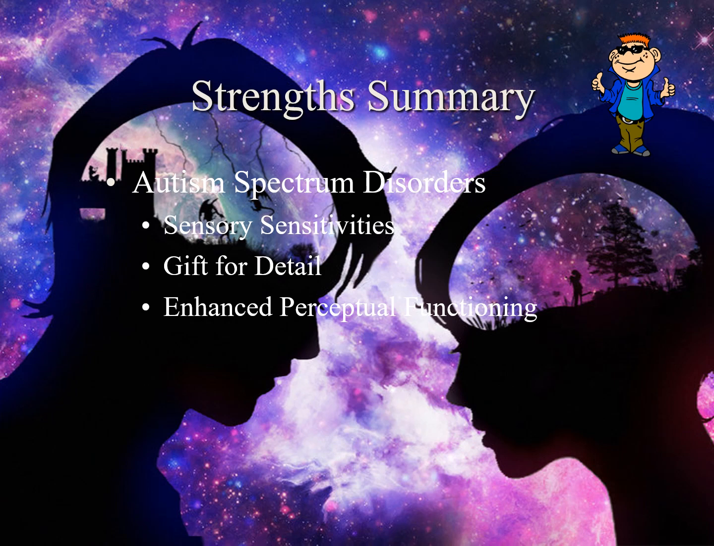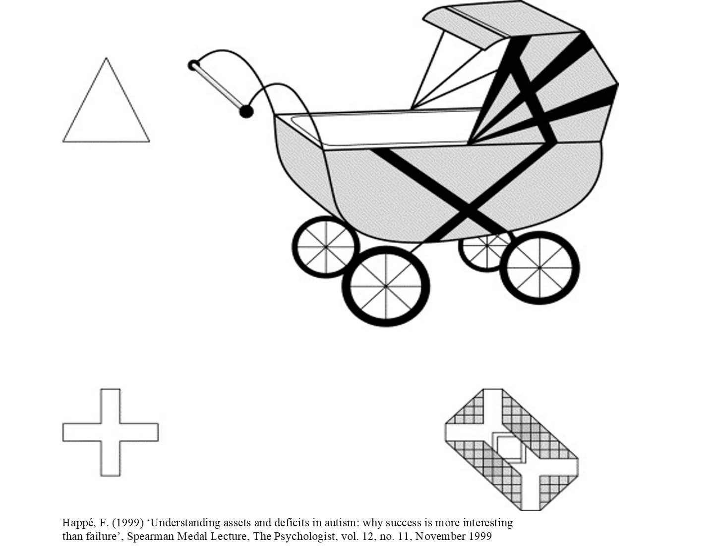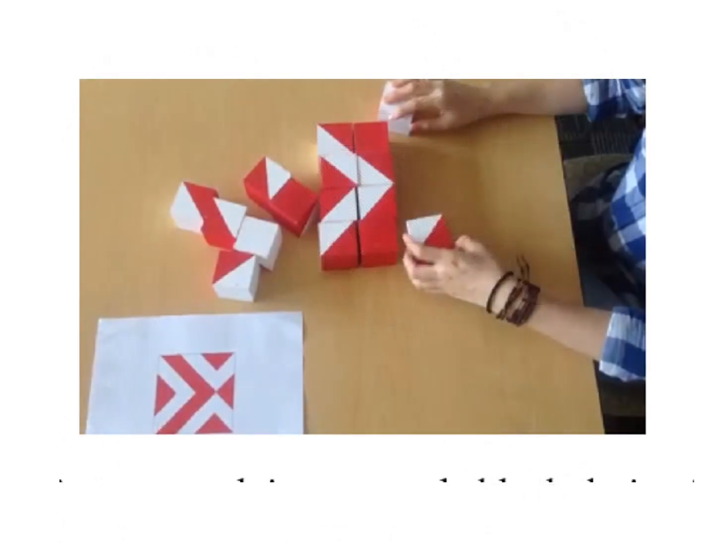A gift for detail involves enhanced perceptual functioning. People on the spectrum do better than typically developing people on something called the embedded figures task, where you look at the triangle at the upper left-hand quadrant of this picture, and you find the triangle embedded in the more complicated drawing of the baby buggy, and similarly for the bottom two shapes. People on the spectrum often do better than typically developing people on the objects assembly task, a visual spatial task, which is on the Wechsler Intelligence Scale for Children, which is the IQ test used most often with kids.